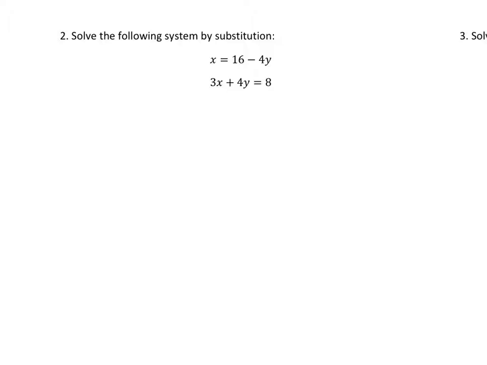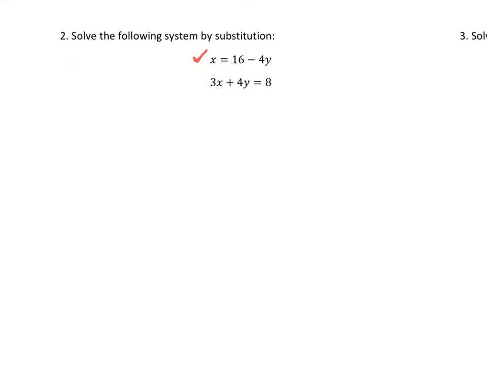Is there a variable isolated here? Yes. Is there a variable by itself? Yes. X, isn't x equals mean that it's by itself? Yep. All right, so x is by itself. We are good. We put a little check mark. We know that it is isolated.